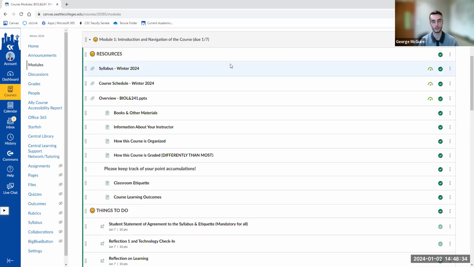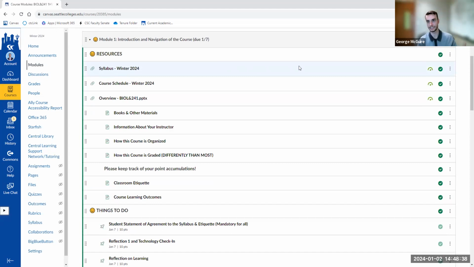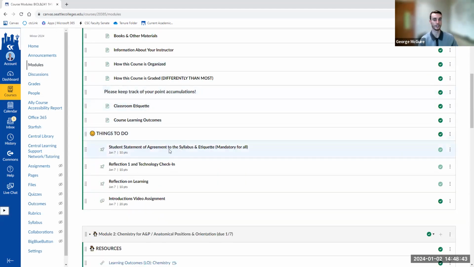And then getting started, this first unit is going to be modules 1 through 4. So module 1 is mainly this overview, introduction to the course information. And then you have some relatively quick assignments. This introductions video might be a little bit longer. But this is essentially the contract that I was talking about, where you are agreeing to the policies of the syllabus. We have a quick little reflection and technology check-in, and a reflection on learning, where I'm asking you to read a short article just talking about some of the best practices for learning.